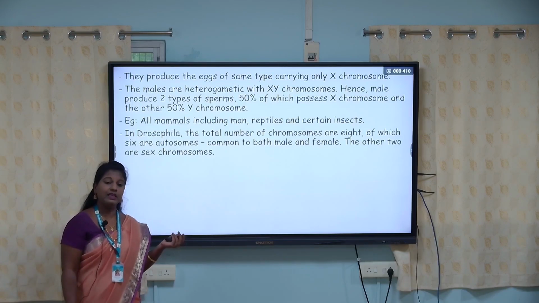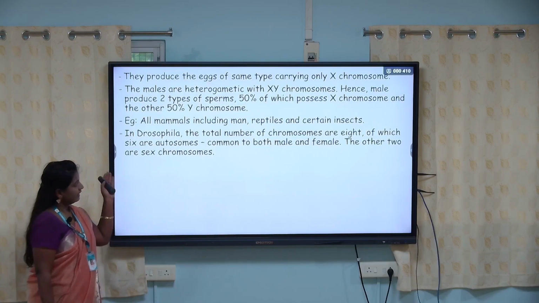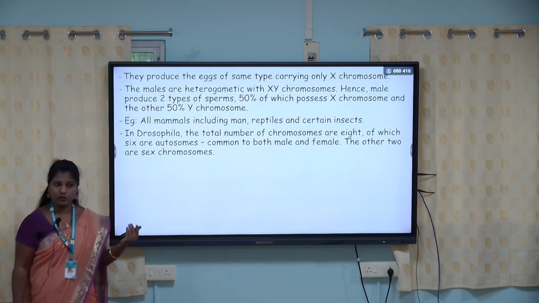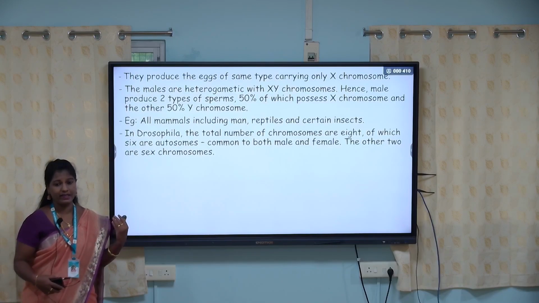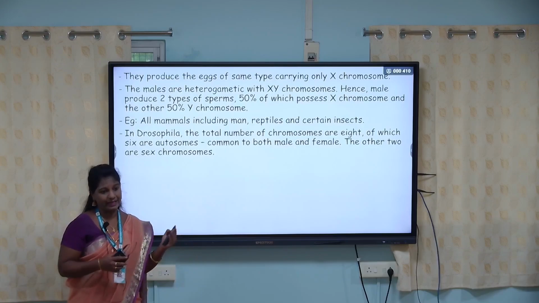Earlier, Drosophila was mainly used for previous genetic studies, as we all know. Here in Drosophila, the total number of chromosomes is 8, out of which 6 are autosomes. Autosomes are referred to as the somatic or body chromosomes, so they are common for both male and female.